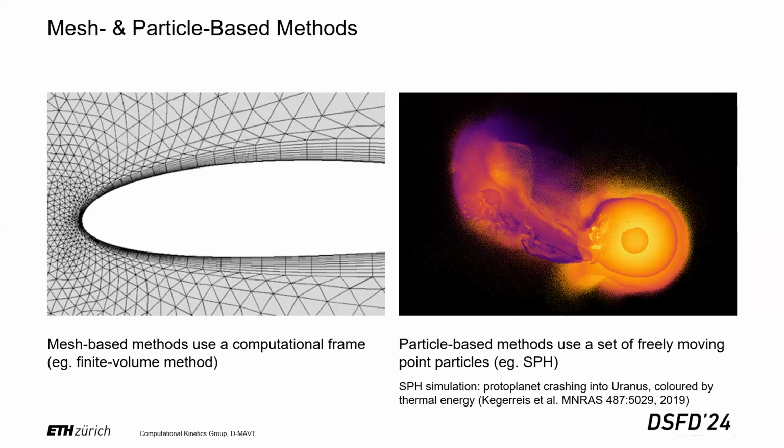So one alternative is to look at particle-based methods. Here we have no mesh. Instead, we have lots of particles that carry the fluid properties, and they all freely move around our computational area. For example, in this example, we have two planets colliding with each other, and it uses SPH.